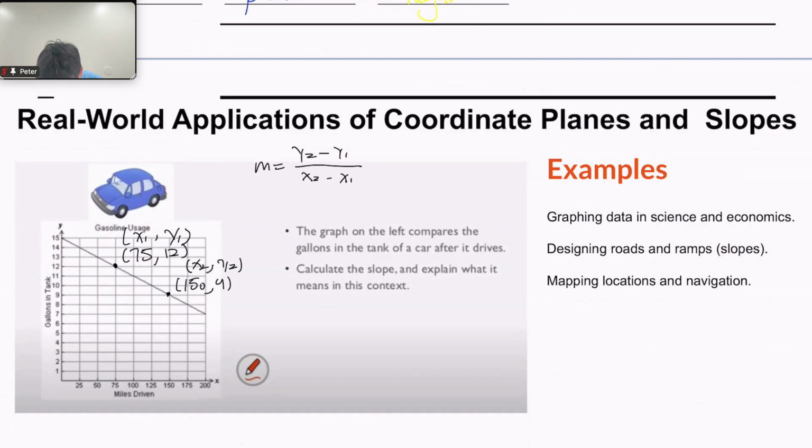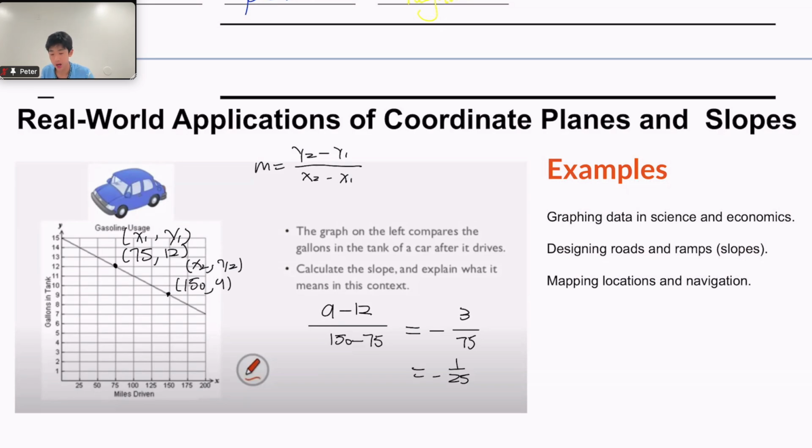The y2 in this case will be 9. Subtract the y1, which is 12, over x2, 150, subtract 75. In this case, it will be negative because it's decreasing; it has a negative slope. So it will be negative 3 over 75, which is basically 1 over 25. That's our slope here.